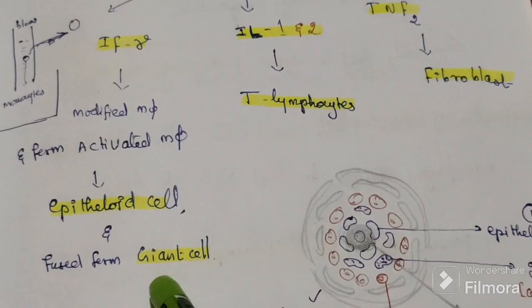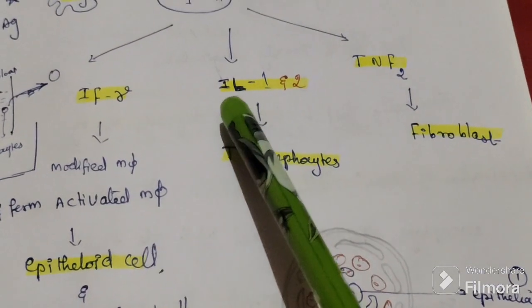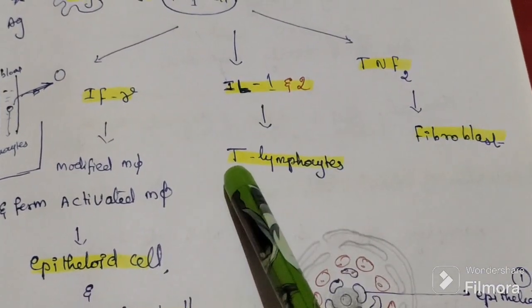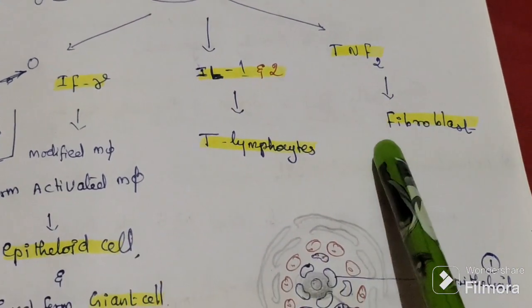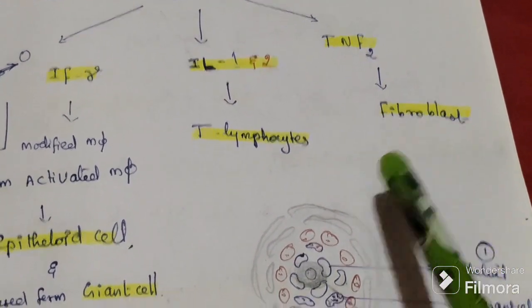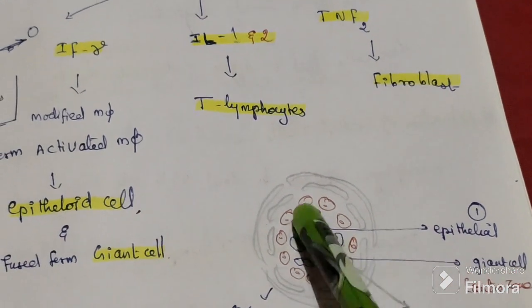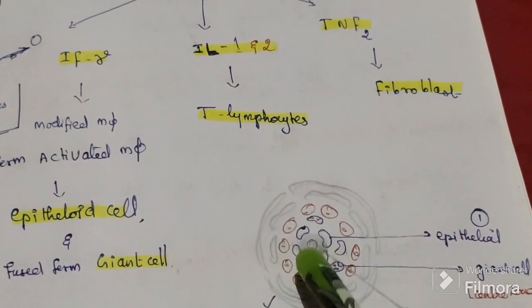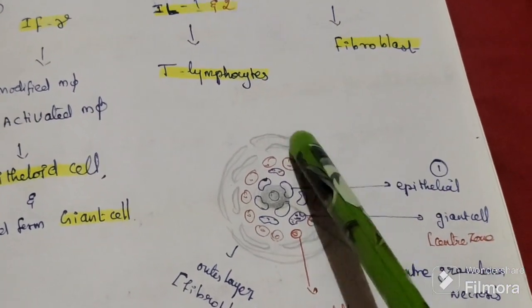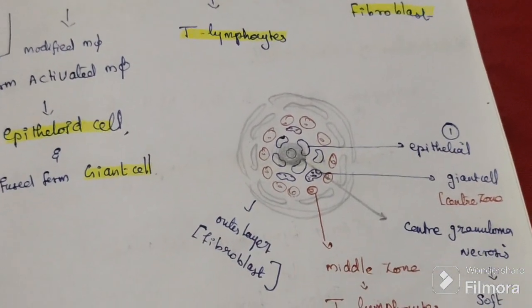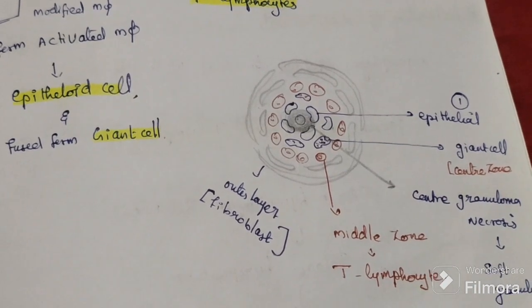Some cells fuse to form a giant cell. Then in the case of interleukin 1 and 2, it forms T lymphocytes. In the case of tumor necrosis factor, it forms fibroblasts. So this one is the center part, this one is the middle part, and this one is the outer layer. The fibroblasts are present in the outer layer. This is the granuloma formation.